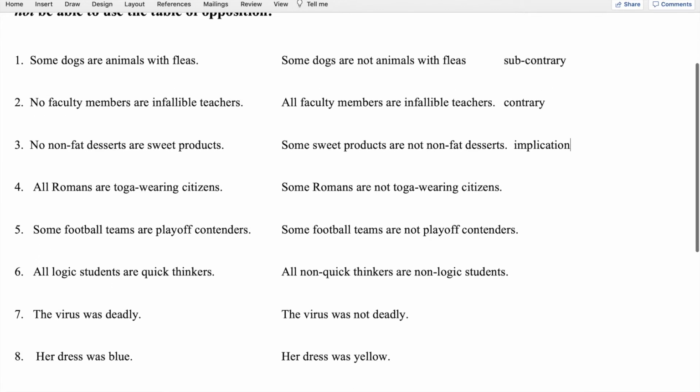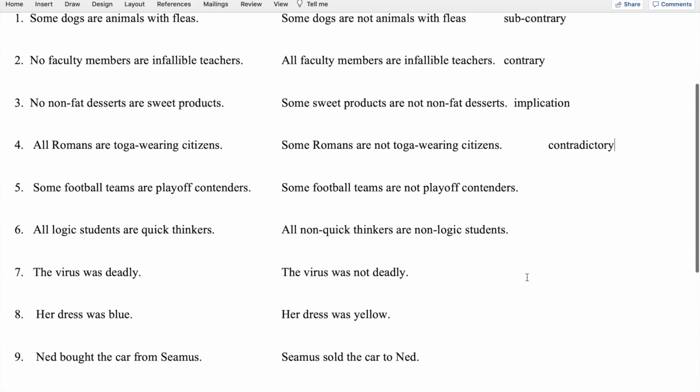Number four, all Romans are toga-wearing citizens. Some Romans are not toga-wearing citizens. Now, of course, you look at these and you say they cannot be true at the same time, for if all Romans are toga-wearing, there can't be some who are not. And so we would then ask, well, if the statements are incompatible, are their denials incompatible? And in fact, each statement is the denial of the other statement, so the denials are also incompatible, making these statements contradictory.